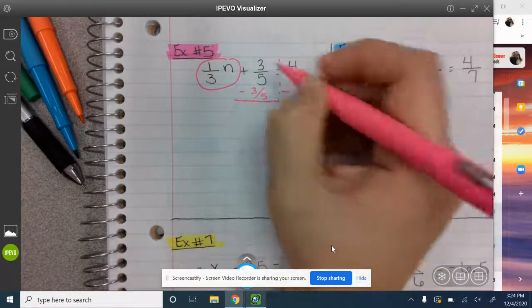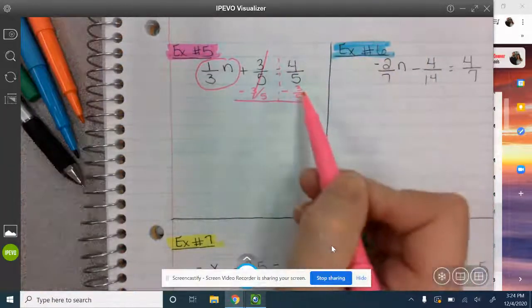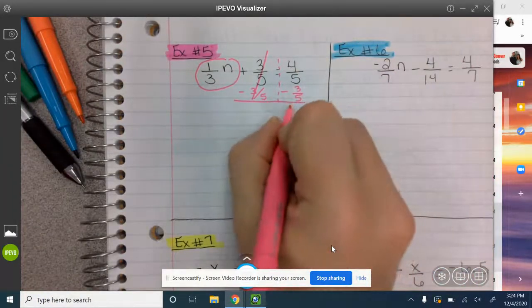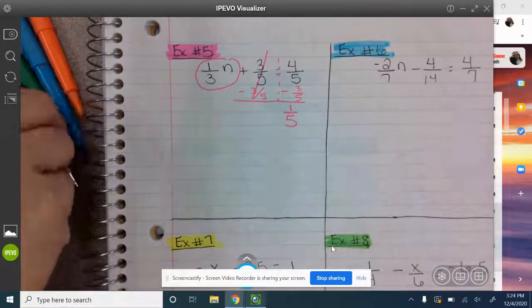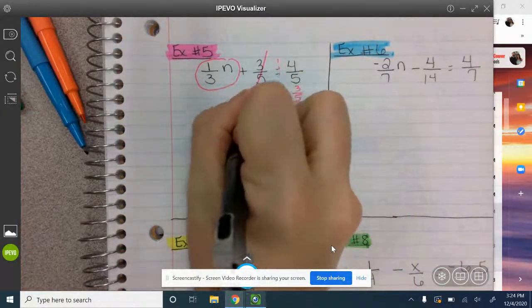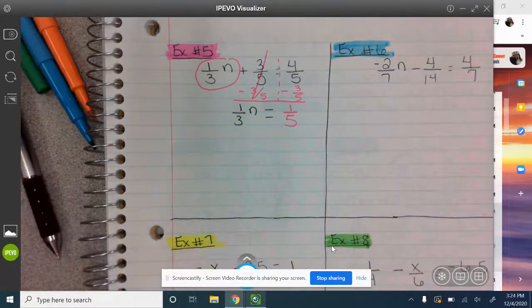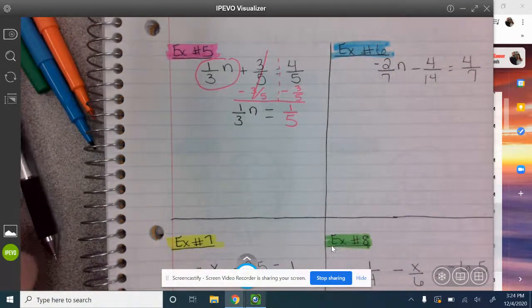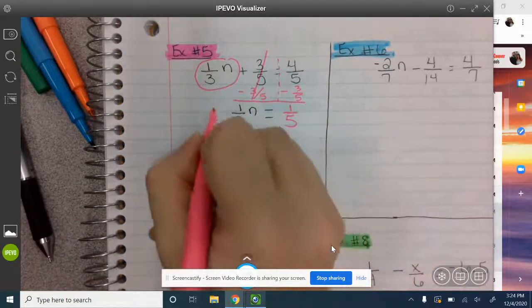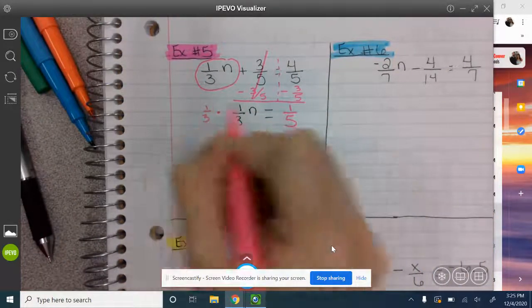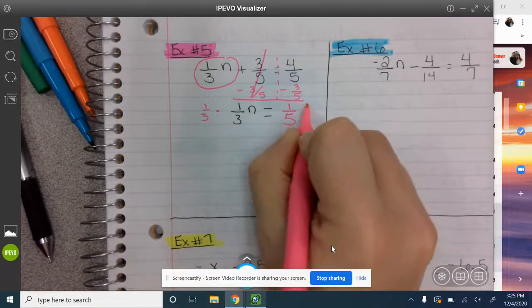Again, we gave you common denominators this time. 4/5 minus 3/5 is 1/5. So 1/3 n equals 1/5. Now, how do we undo 1/3 times n? To undo that, we're going to divide by 1/3 on both sides.